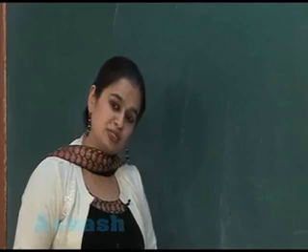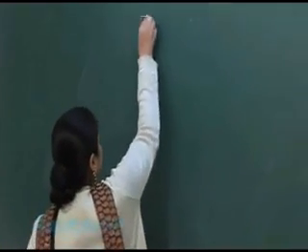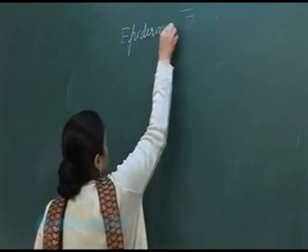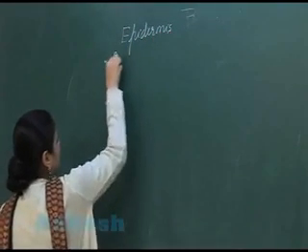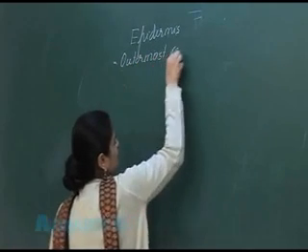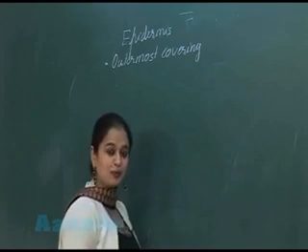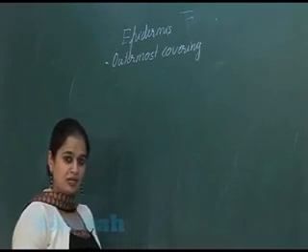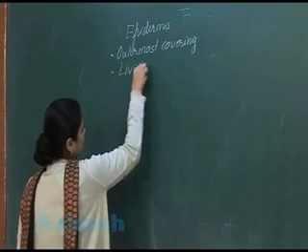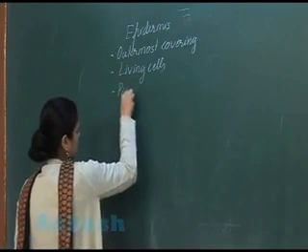In the epidermal tissue system, let's start first with the epidermis. Epidermis is the outermost layer of any organ, the outermost covering of any organ, so surely it is going to be protective in nature. Epidermis consists of living cells, which are parenchymatous.